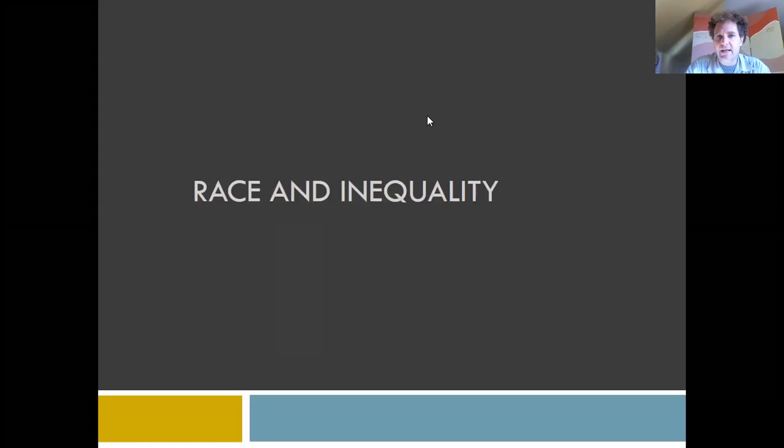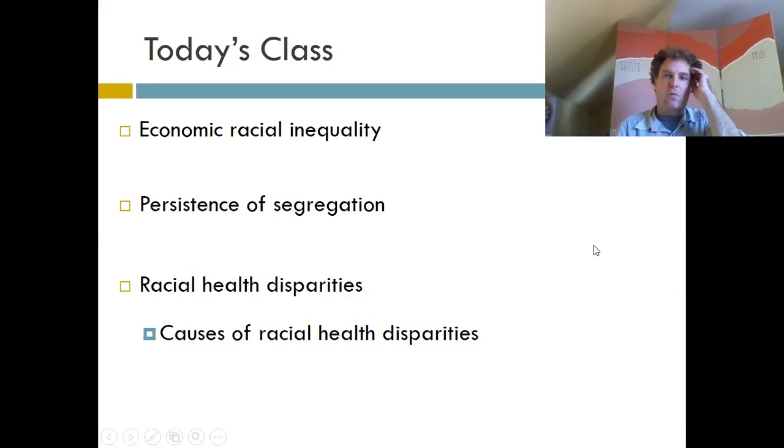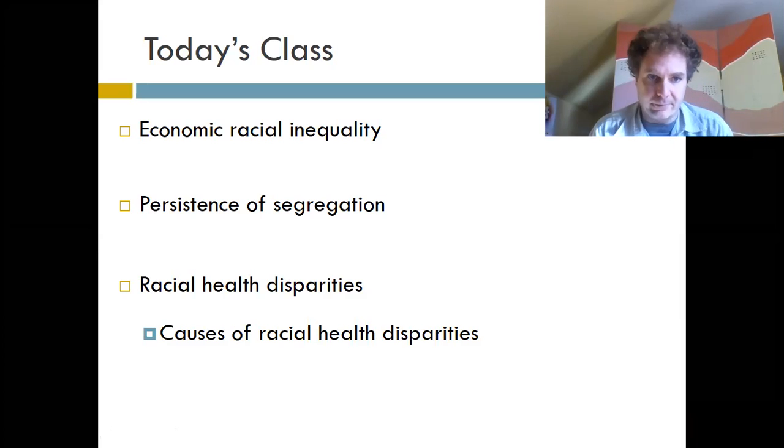So race and inequality. In today's lesson, we're going to be talking about maybe 3 different ways that we can think about race and inequality. First is economic racial inequality, so inequality in terms of wealth and income. Then we can talk about the persistence of segregation in the 21st century.